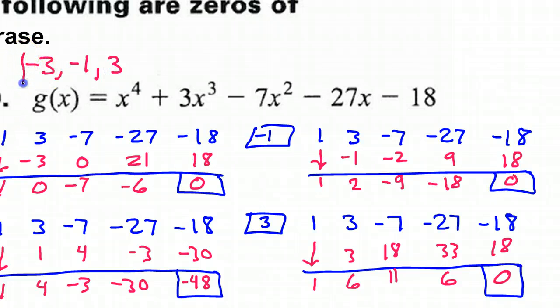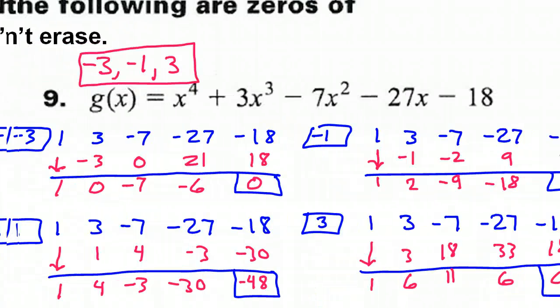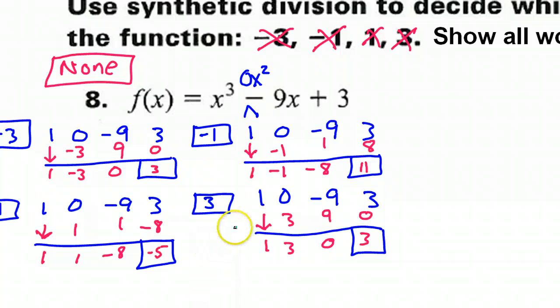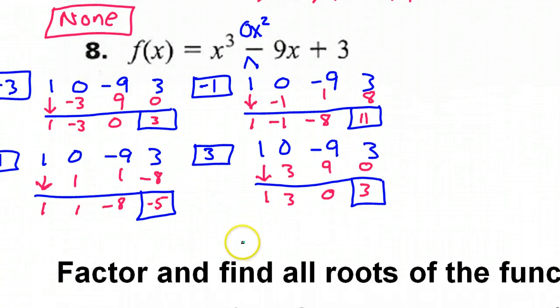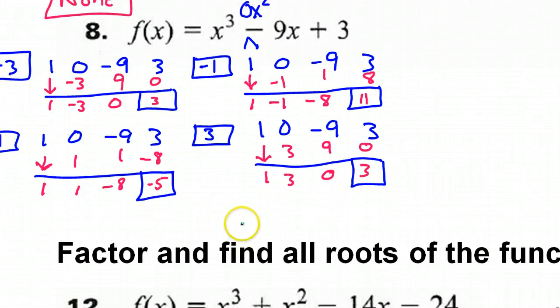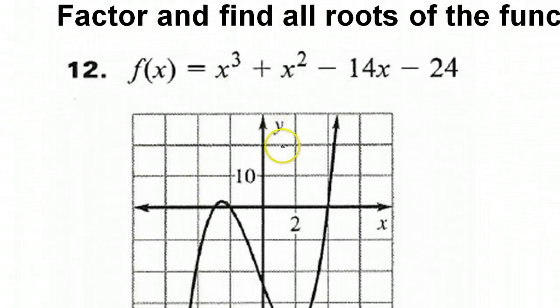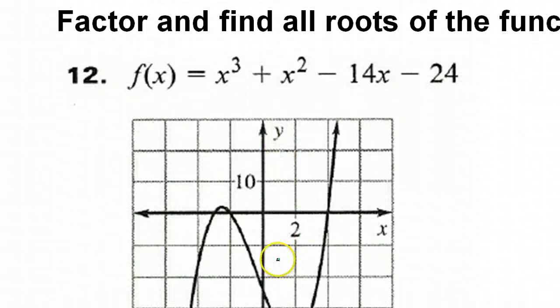So out of the 4 that we were given, these 3 turned out to be zeros. Okay, so that is it, that's how you do 8 and 9. So this one, none of them worked. Yeah, it makes me nervous when none of them work. That makes me fear that I did something wrong. Anyway, okay, on to this.